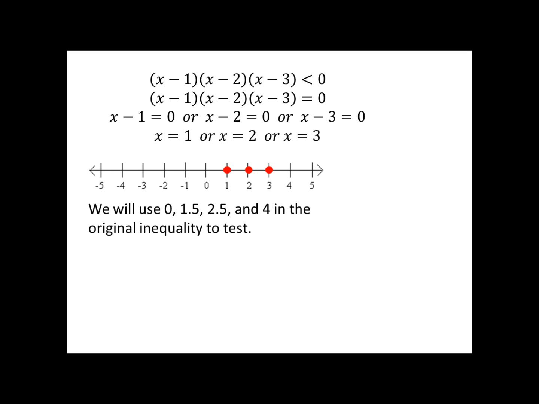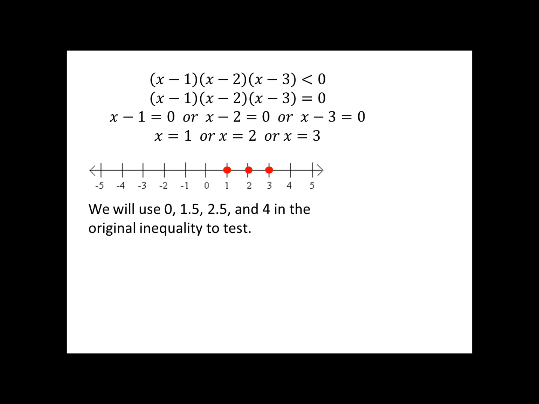Great. I've got 3 numbers to mark on my number line. That creates 4 regions. I need to test the numbers before 1, the numbers between 1 and 2, the numbers between 2 and 3, and the numbers after 3. So I'm going to choose 0, 1.5, 2.5, and 4 for my test numbers.